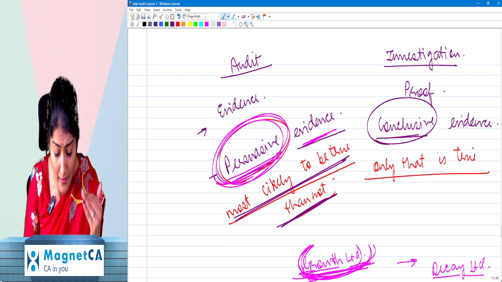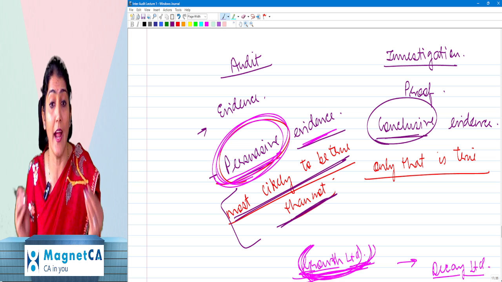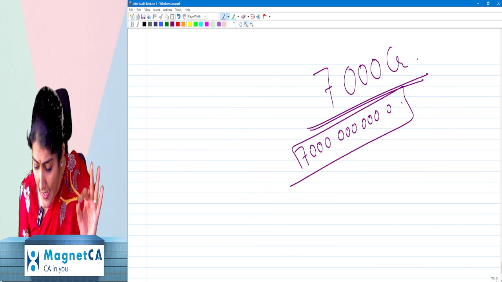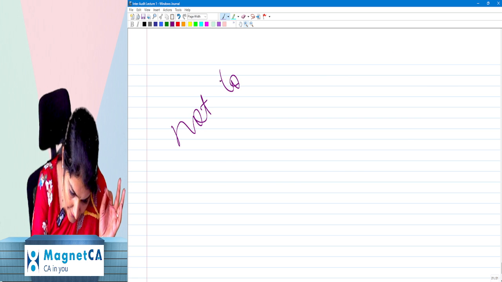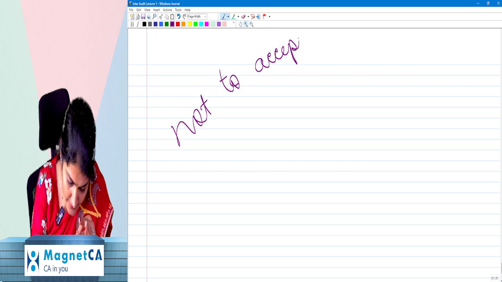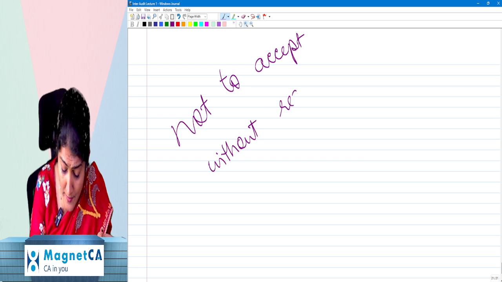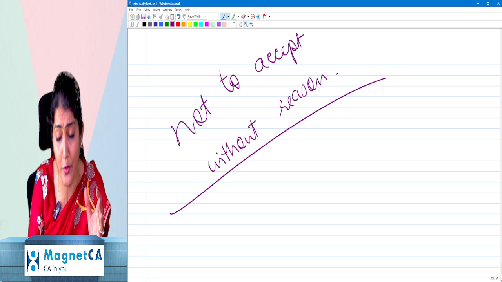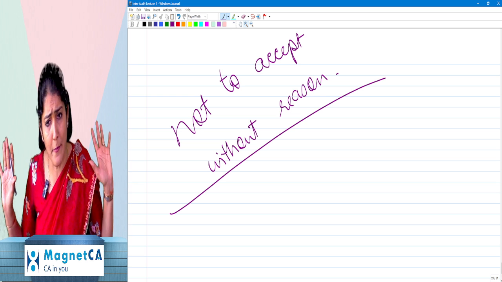not. See, an auditor has a particular attitude. What is the beautiful attitude of the auditor? It says not to accept without reason. Till the time you don't give me the supporting, all the information, explanation which I want, I am not going to accept. I'll keep on eating your head till that time. Not to accept without reason.